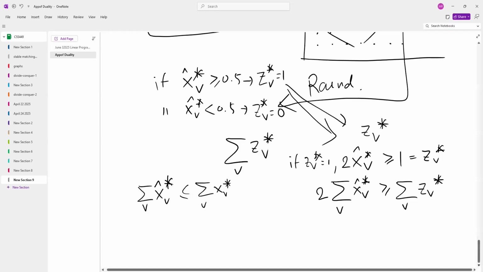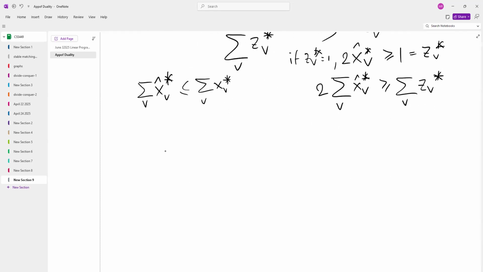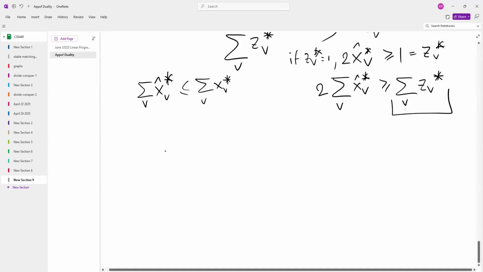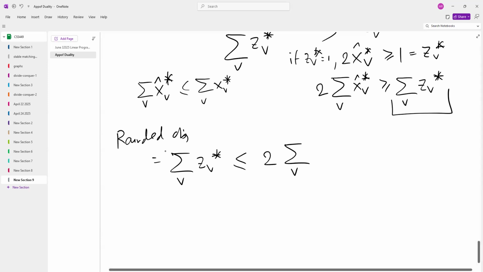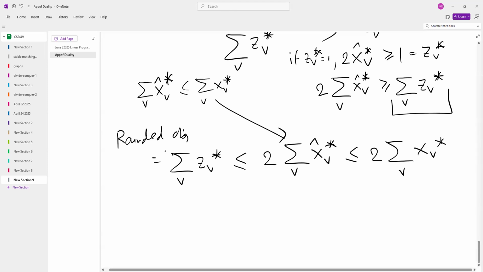so basically what I can do is now I can turn this around. So now this is my final heuristic solution, right? So this is my final rounded objective: summation of V is equal to star, and if I round it around, it's basically equal to 2 times summation of V star V star. But then from here, I know this is equal to 2 times summation of V x V star.